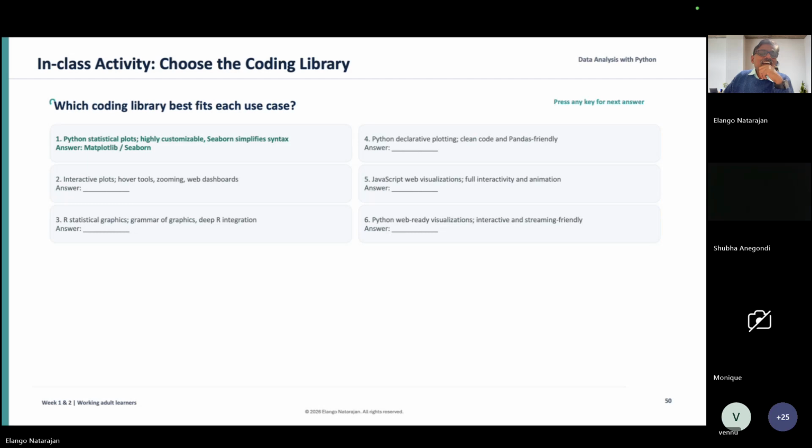Tableau. You want Tableau? Okay. What else? No. You want to hover? If you stick to Python itself, what would be the right one to use? Plotly. Plotly. Exactly. Yeah. Exactly. Plotly is a better one to use.